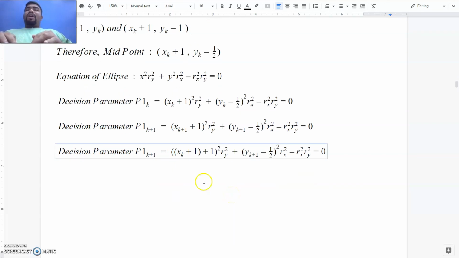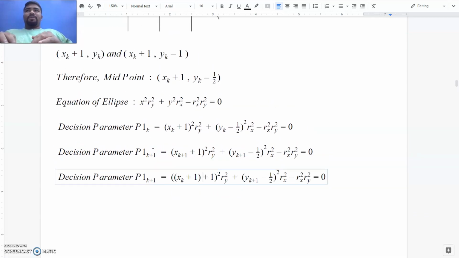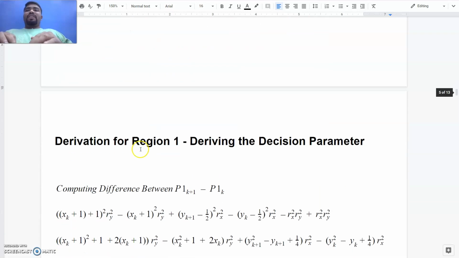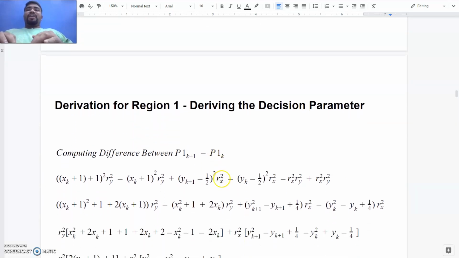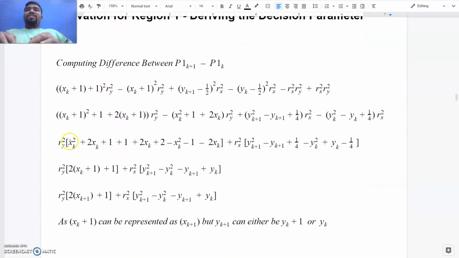Now, obviously, we are going to derive the next decision parameter with the help of the previous decision parameter. So we are going to find the difference between the two so that we have a relation between the two. So we'll be doing p1k plus 1 minus p1k. When we do that, this is what the equation looks like. I've written all the x terms together, the y terms together, and rx square ry square plus rx square ry square. So these two terms, obviously, are going to cancel each other off as they have different signs.